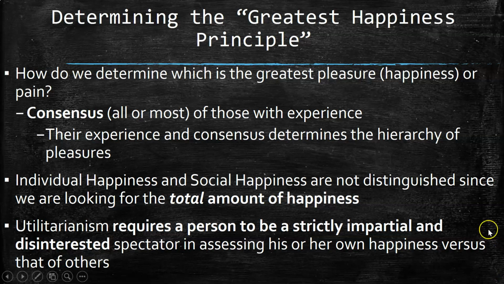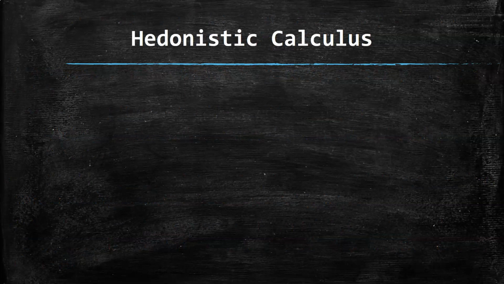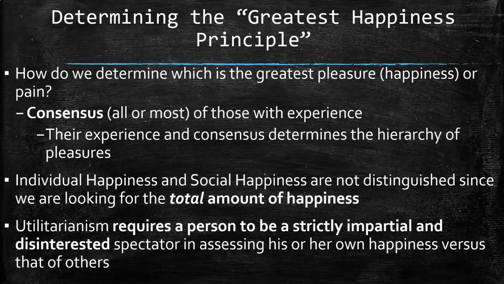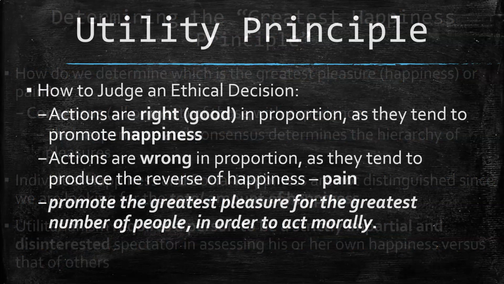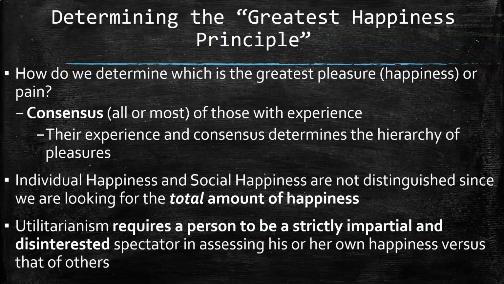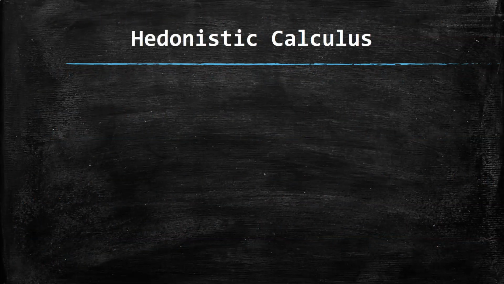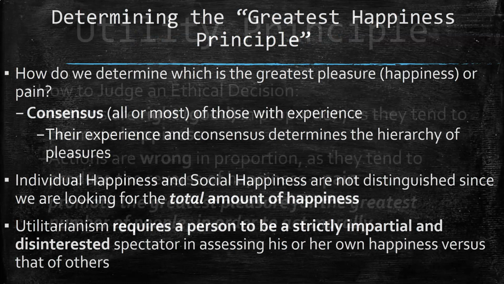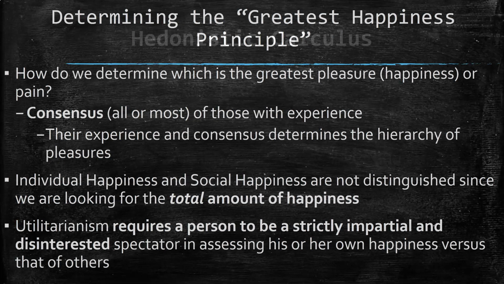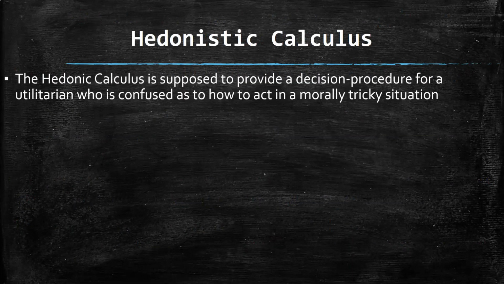And again, like I said, this requires a person to be a strictly impartial and disinterested spectator in assessing his or her own happiness versus that of others. So we do not put ourselves first in trying to determine this. Another comment: so that's the utility principle, right? How do we figure out what the greatest happiness principle is? And when you look at the greatest happiness principle, it's also the same as the utility principle. Then there's the hedonistic calculus.